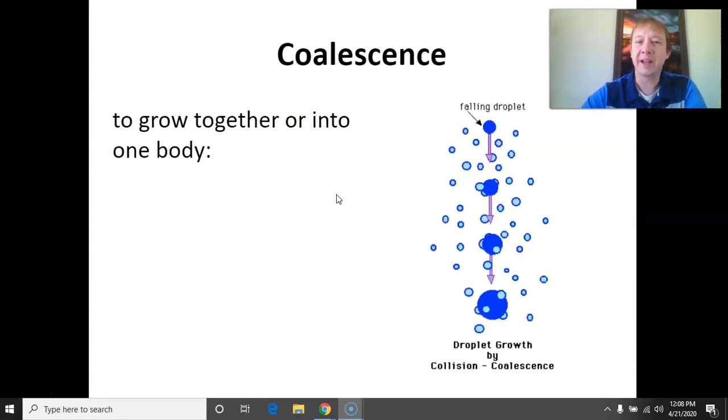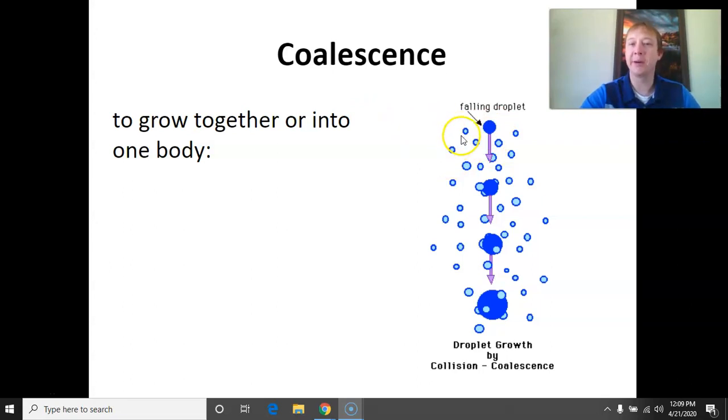Okay. And again, the last main thing here is that we're trying to get what we call coalescing, which basically means to grow into one body. So we have our water droplets. Initially they are all very, very tiny individual pieces of water vapor. Then over time they begin colliding with each other and then they coalesce.